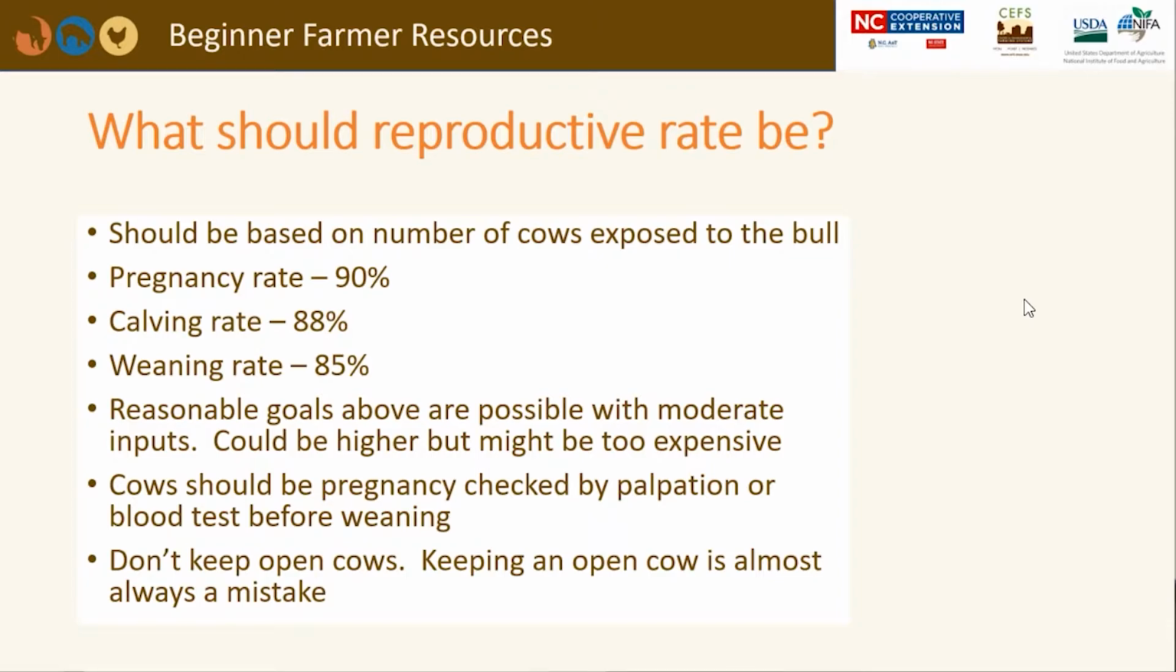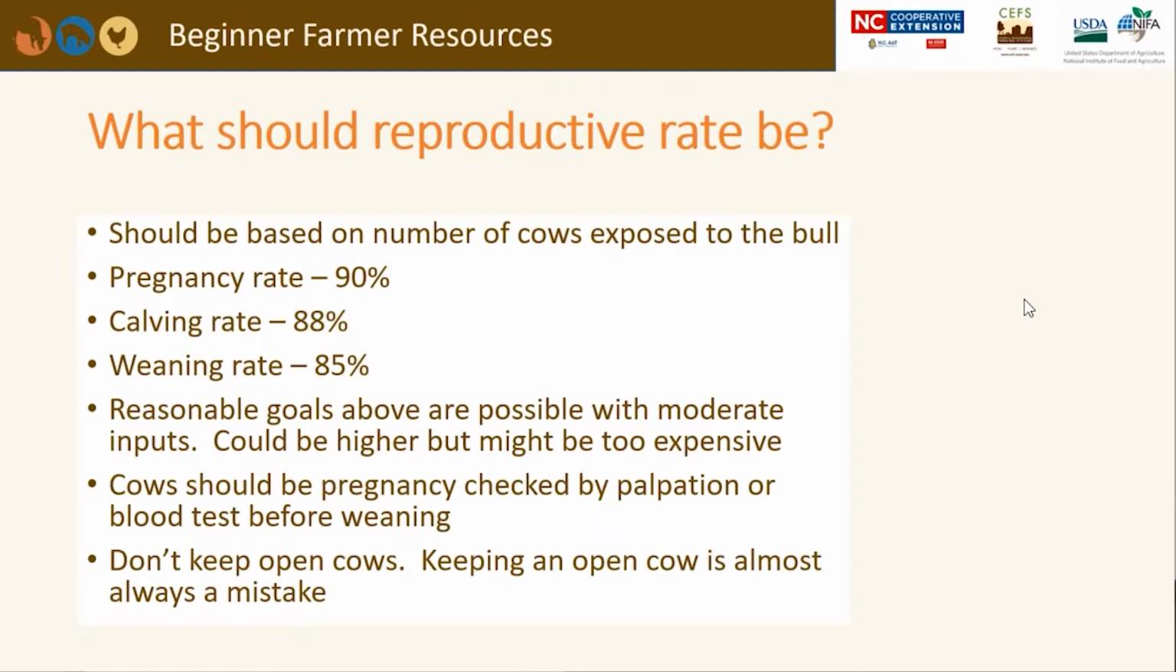And sometimes farmers get hung up on this because we oftentimes will have people say they have a very high breeding rate, but they are not necessarily counting cows that disappeared from the system because of being open or having other problems. So it's very important that we base this on the percent of cows that were exposed to the bull. Now, these are reasonable goals, and I have seen higher numbers, obviously, and it is possible, but it's very expensive. So to get a cow herd consistently above these targets might be more expensive than it's worth.